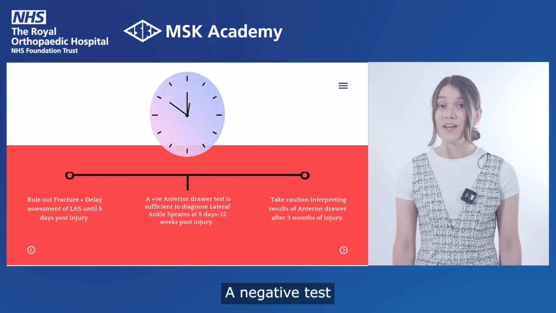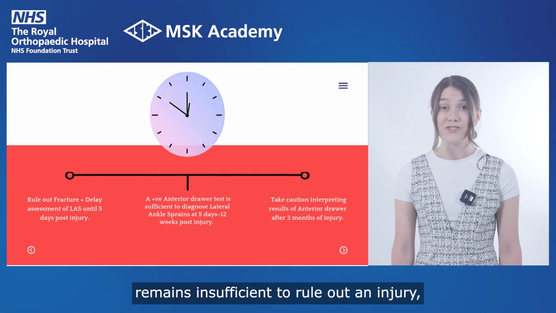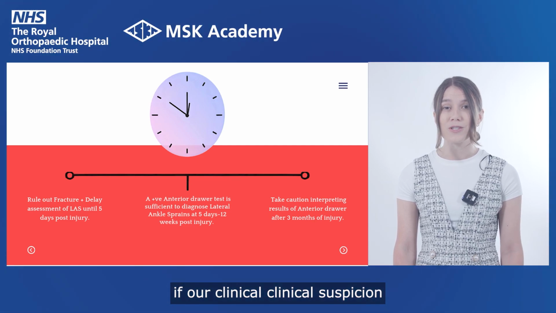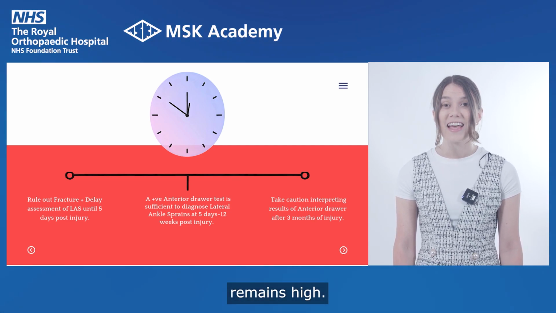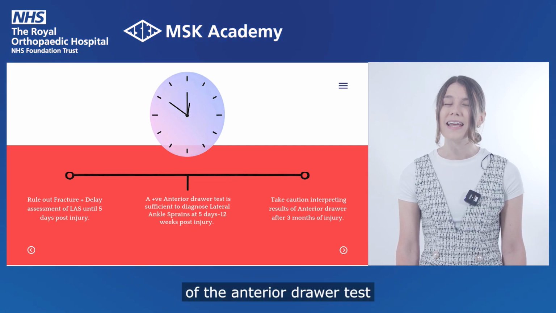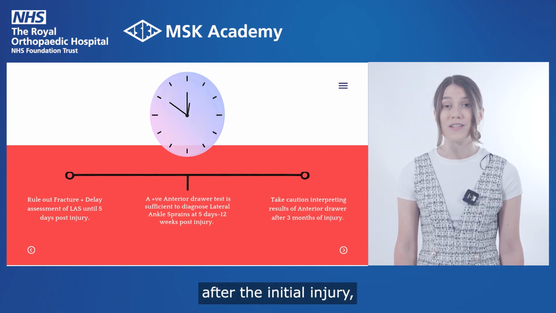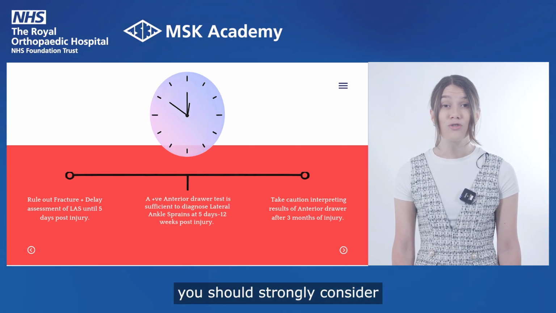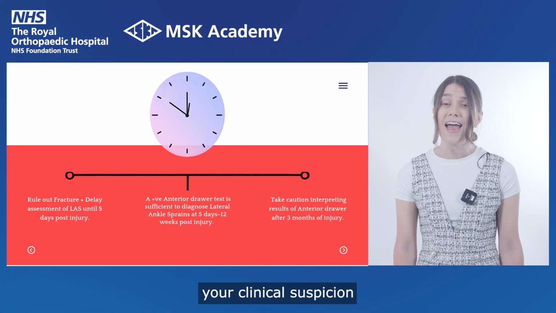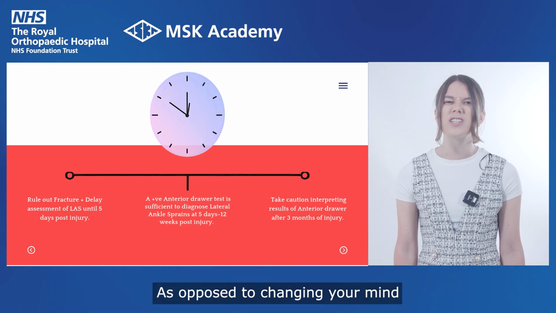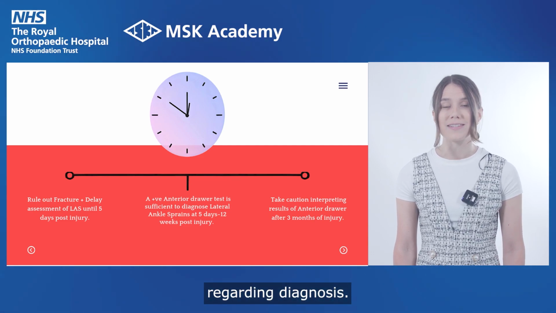A negative test remains insufficient to rule out an injury, and we should consider other investigations if our clinical suspicion remains high. Act with caution when interpreting the results of the anterior drawer test if using more than 3 months after the initial injury, as the evidence remains inconclusive. You should strongly consider your clinical suspicion and other clinical findings when making diagnosis, and let the test support your findings as opposed to changing your mind regarding diagnosis.